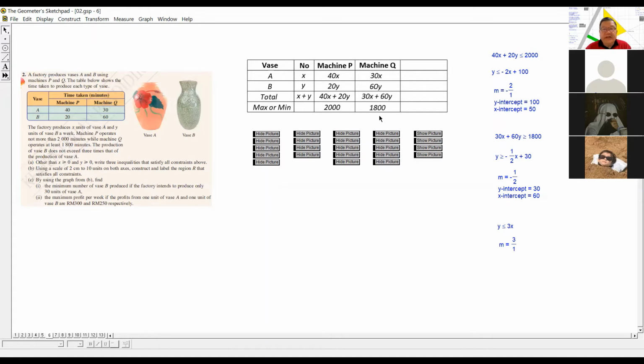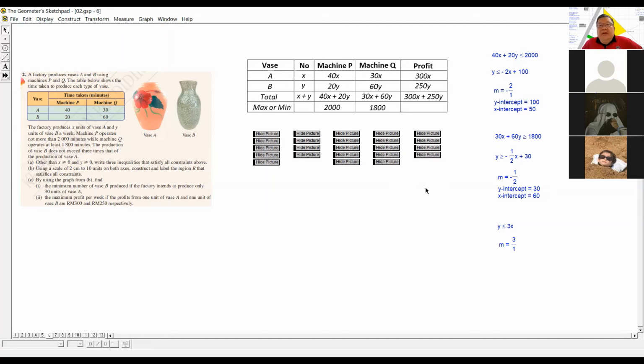The last factor is the profit, right? Profit for vase A is 300. One vase is 300, but X vase will be 300X. Then the profit for vase B, one vase B, is 250, but we have Y of them. So the profit is 250Y. The total profit is 300X plus 250Y. Okay.